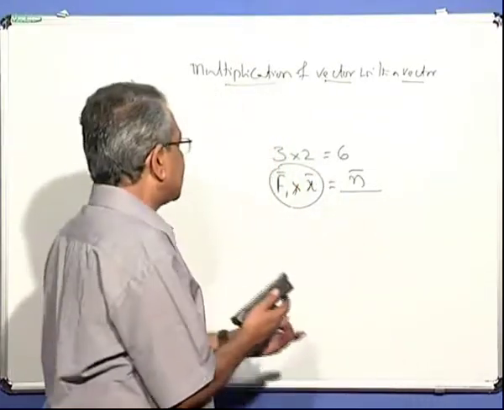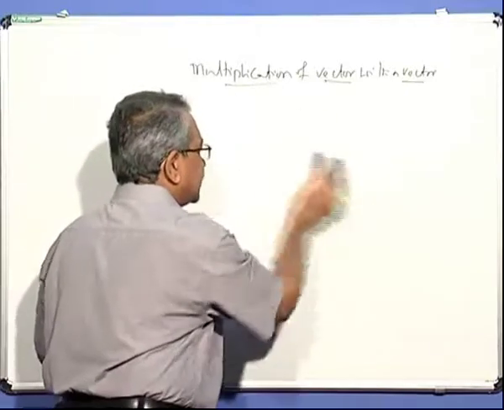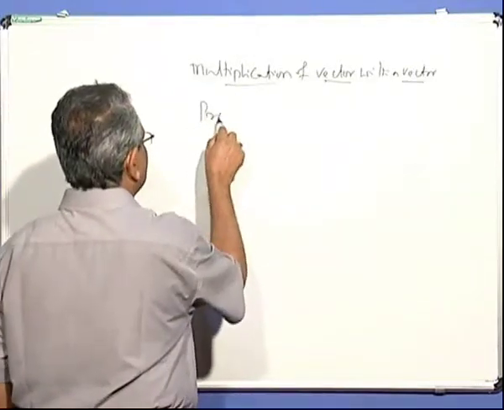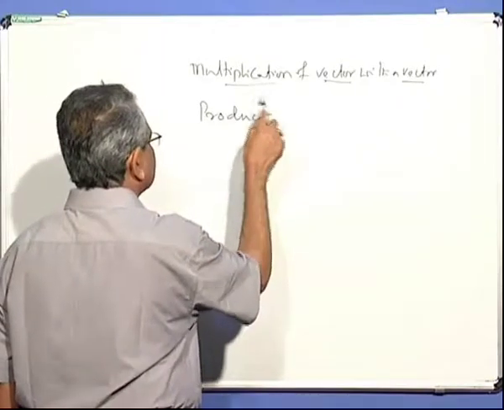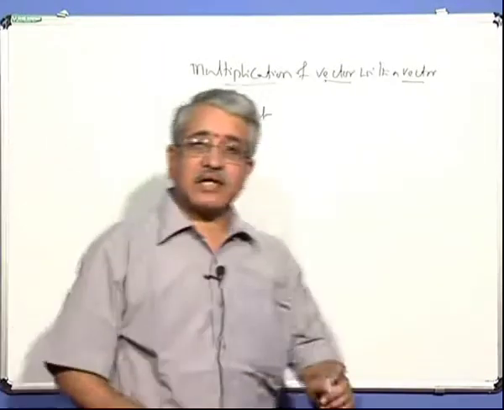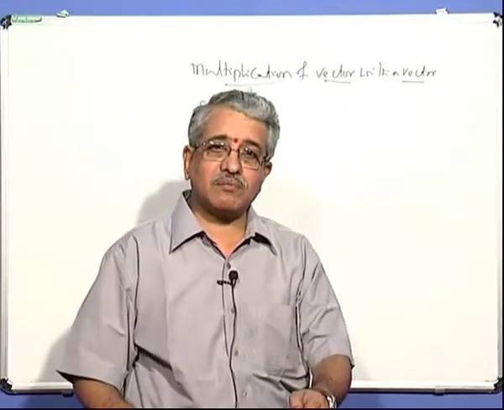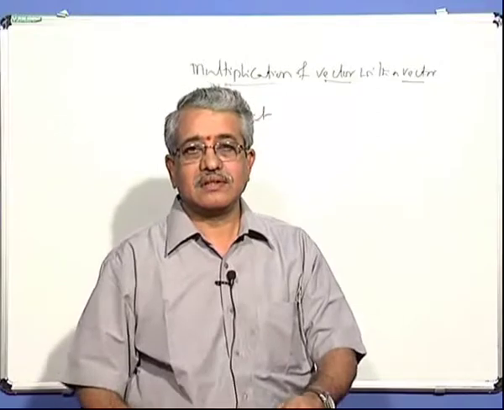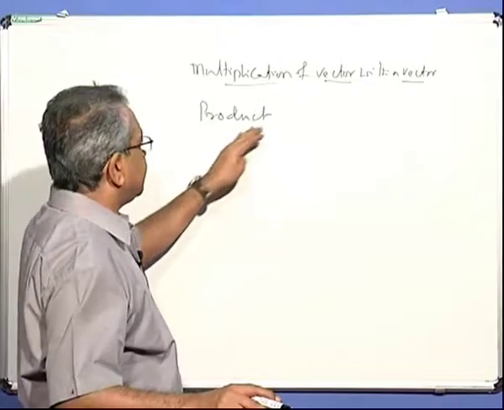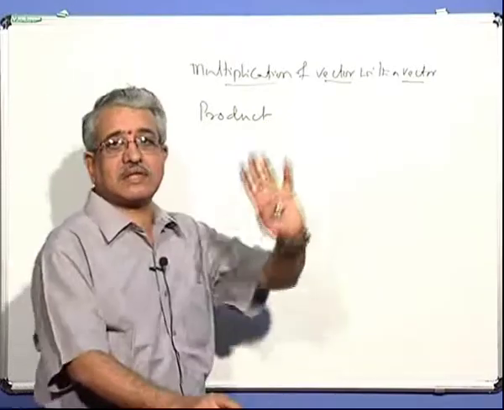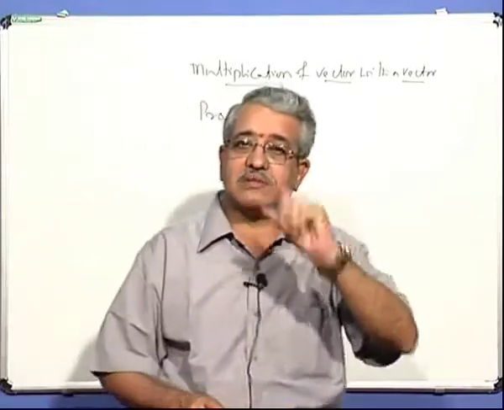When a vector is multiplied with a vector, what are we going to get? We get a product. Product vector, we call it product. What is the product? It will be another physical quantity. Whether this physical quantity is going to be a vector or a scalar depends upon the nature of the multiplication involved there.